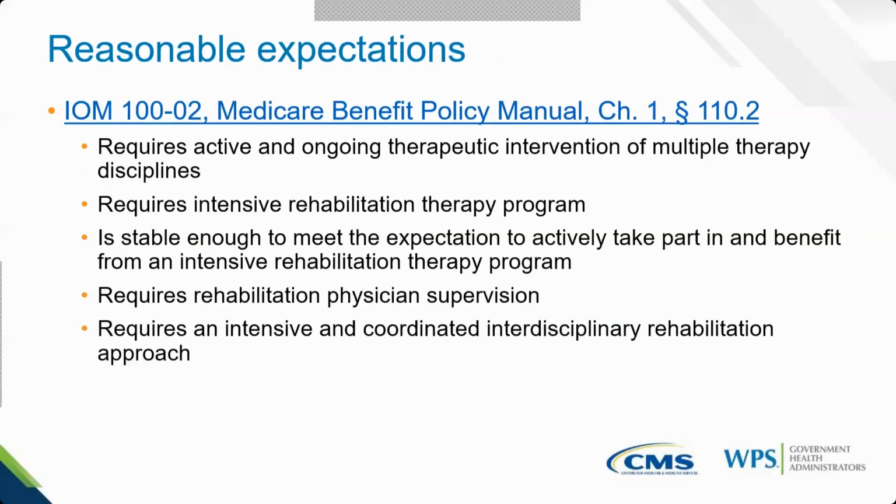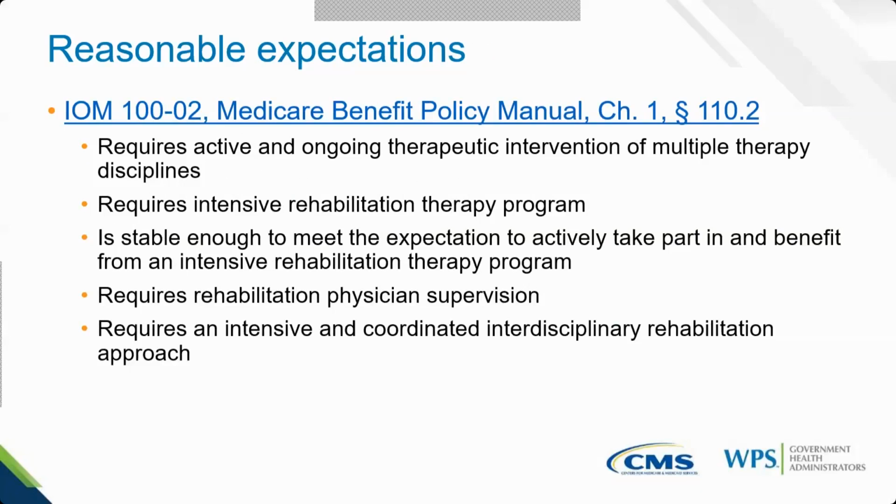The reasonable expectation requirements can be found in the IOM 100-02 Medicare Benefit Policy Manual, Chapter 1, Section 110.2. A link to the Medicare Benefit Policy Manual, Chapter 1, has been added to this slide, as well as the resources slide at the end of the presentation.